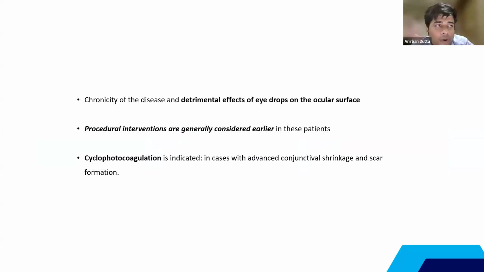Now, how do we manage this? Since glaucoma in these cases is very difficult to treat, and the surface is already compromised, long-term topical anti-glaucoma medications may end up doing more harm than good. So procedural interventions are generally considered earlier in these patients. You cannot do a trab in these cases because the conjunctiva is already scarred. So you will end up doing a tube or a shunt procedure. Cyclophotocoagulation is indicated in severe burns when there is advanced conjunctival shrinkage. And this does get the job done in a lot of severe grade 5 or grade 6 chemical burns.